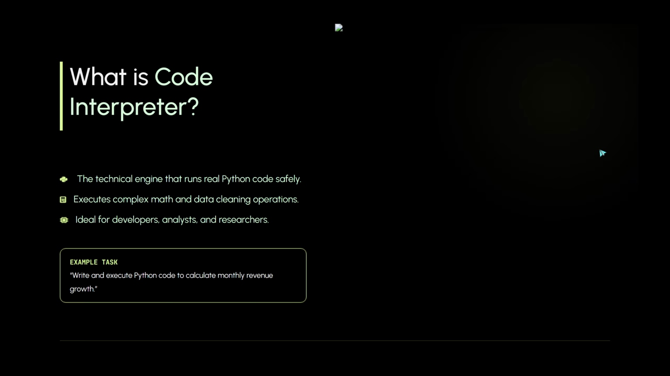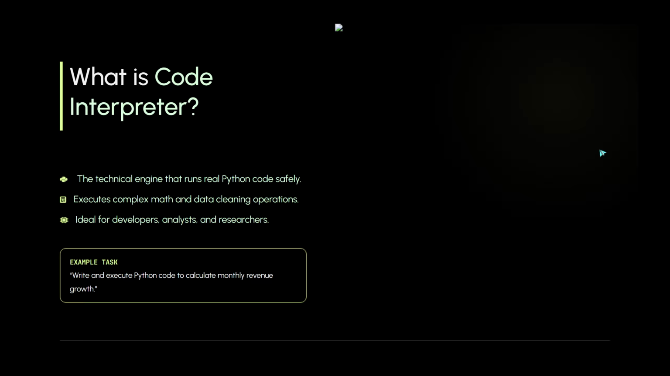This makes it useful for developers, analysts, and researchers who need more than just a summary and want actual computational work done. A simple example would be asking ChatGPT to write and execute Python code to calculate monthly revenue growth. In that case, the focus is less on the report itself and more on the calculations and logic used to produce the answer. So what's the key difference?